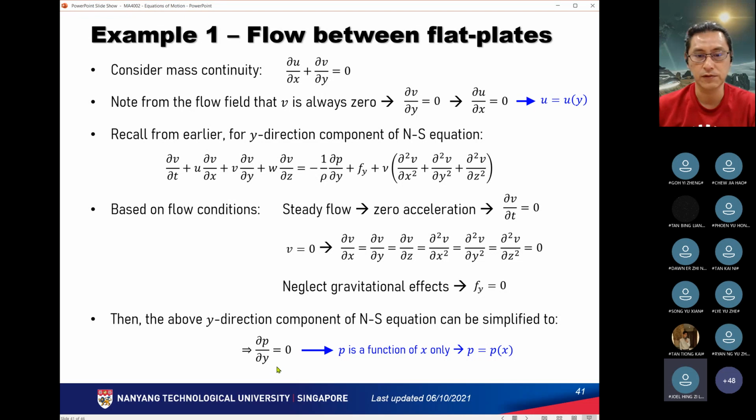Now, if you do a partial integration, you realize that p surely must be a function of x only. Again, this is just to prove to you guys that things can be as simple as it gets, so long as we make the right assumptions.